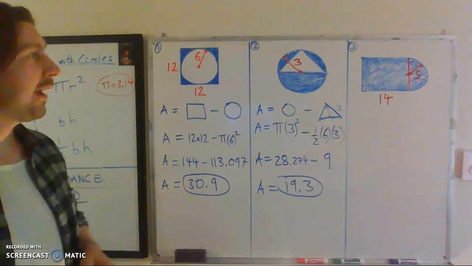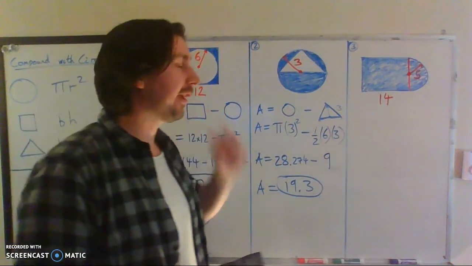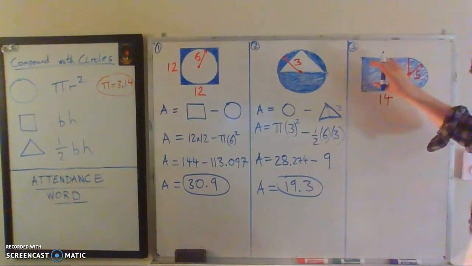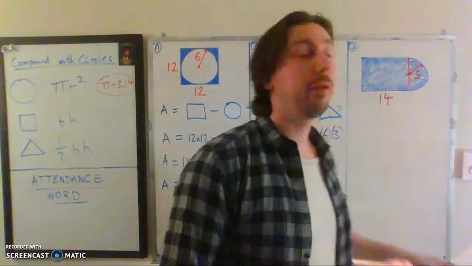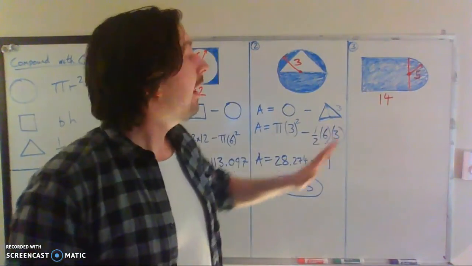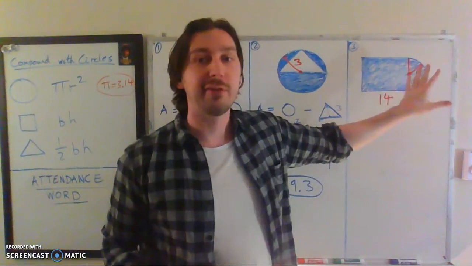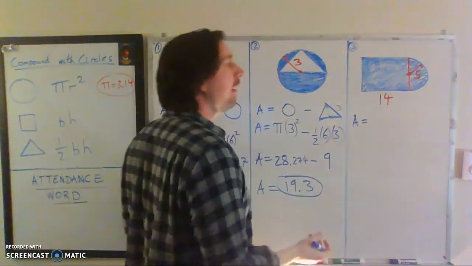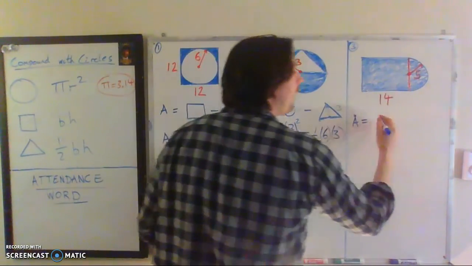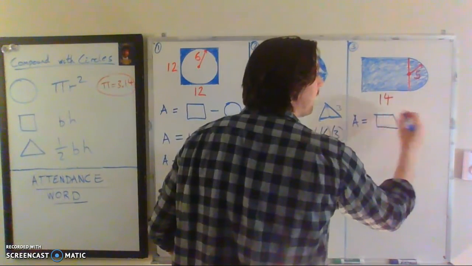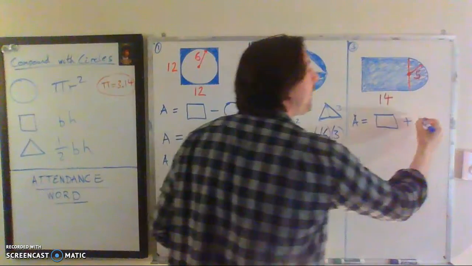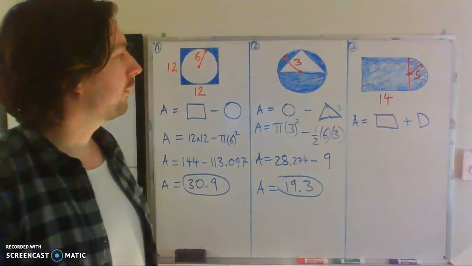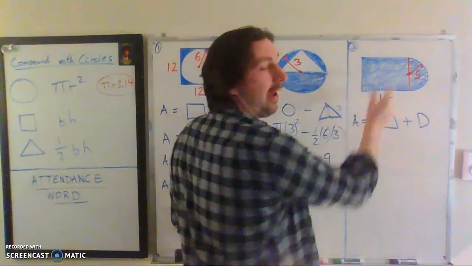Good. Let's try number 3 now. We've got this kind of torpedo shape. And we're finding the area of the whole thing for this. You see the whole thing is shaded. So I want the whole thing. And how we're doing this is we're putting 2 shapes together. So I'm actually going to be adding here. I'm going to do the area of the rectangle plus the area of a semicircle, that D shape, okay? Put these 2 together, you'll have that.